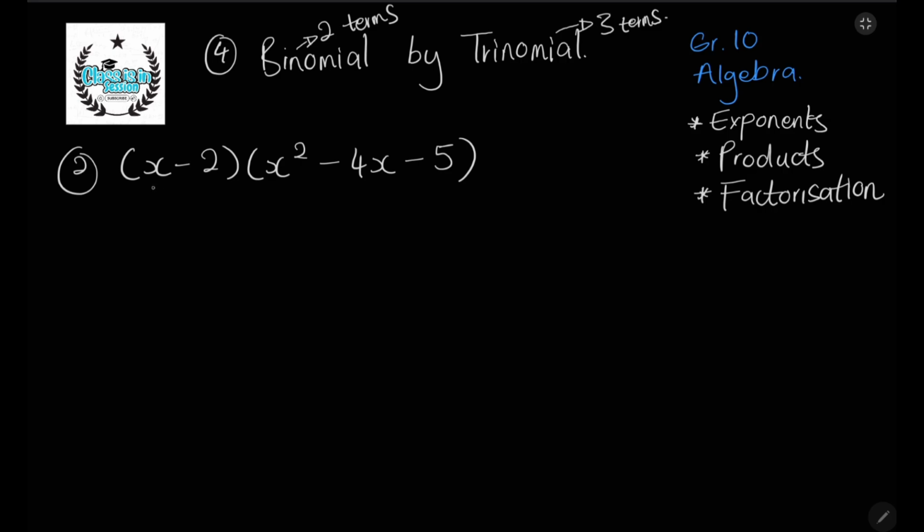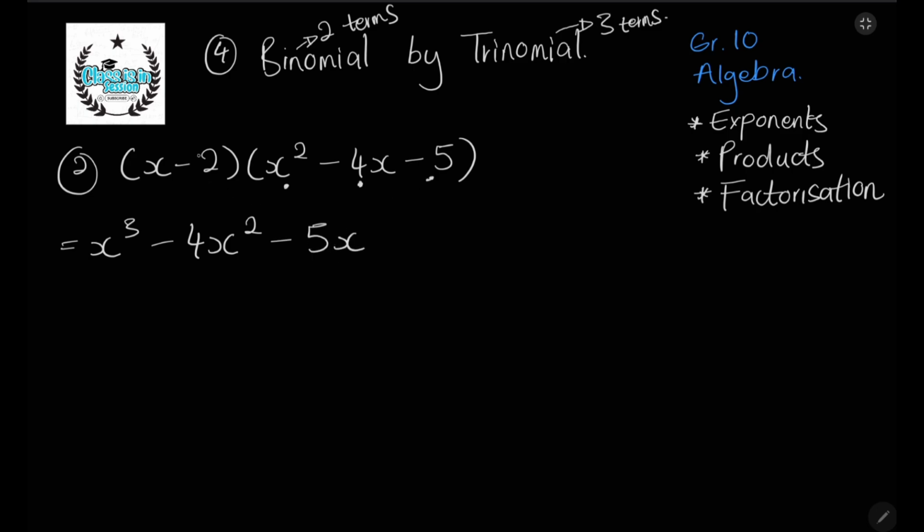Now let's distribute. We have x times x squared. x times x squared should give you x cubed. Then x times negative 4x, we write our negative 4x squared. We have 1 times negative 4, which is negative 4. Then x times x, we get x squared. Then x times negative 5, this should give us negative 5x.